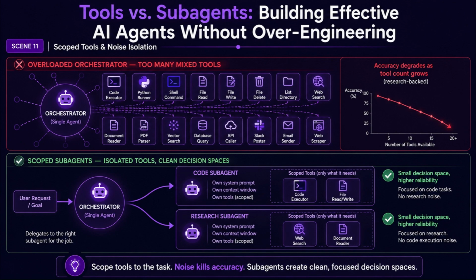Published research on agent tool calling accuracy confirms performance measurably degrades as the total number of available tools grows larger, because the model has to correctly choose among an ever-expanding menu on every single decision. Scoping tools per subagent keeps each agent's decision space small, which directly improves how reliably it picks the correct tool for its narrow, well-defined job.